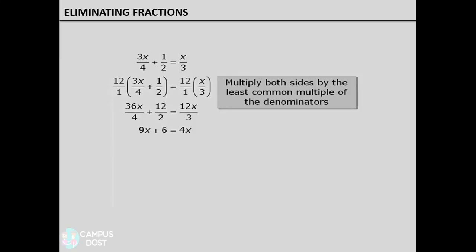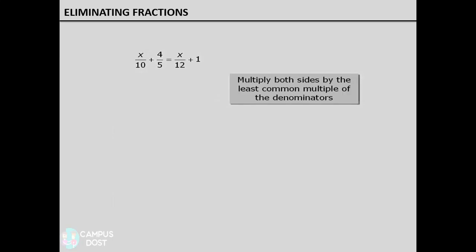From here, let's subtract 9x from both sides. And now we'll divide both sides by -5 to get x equals 6 over -5, which we can also write as x equals -6/5. Okay, here's another example.